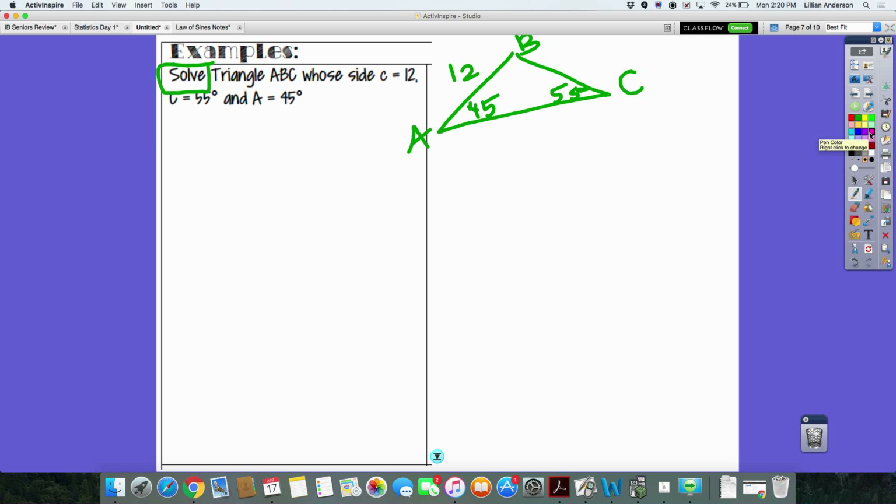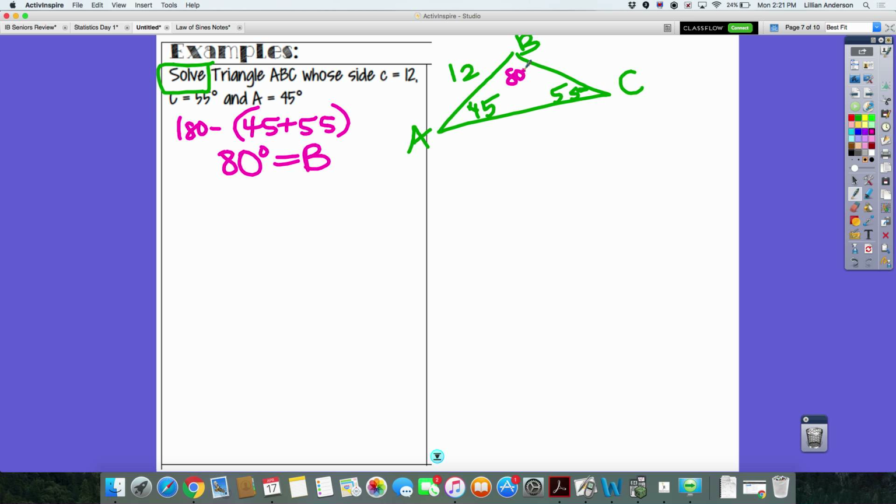Now, because I know two angles, I can find the third by doing what? There's 180, I forgot the property we're doing. You can add 45 and 55 together and subtract that from 180 to find the missing angle. There's 180 degrees in every triangle. And that will give us what? 80. So angle B is 80 degrees. So far, so good.